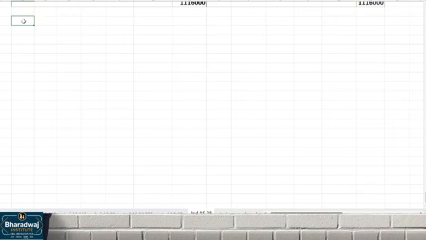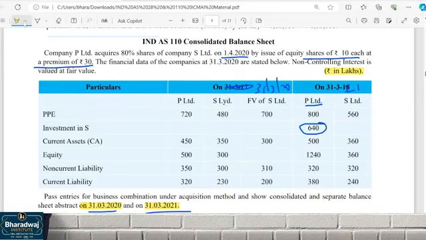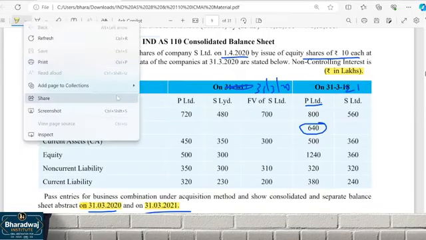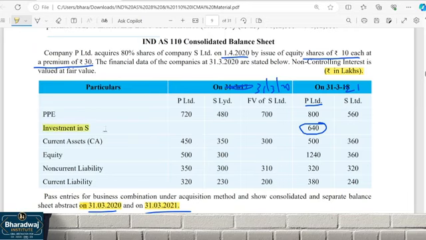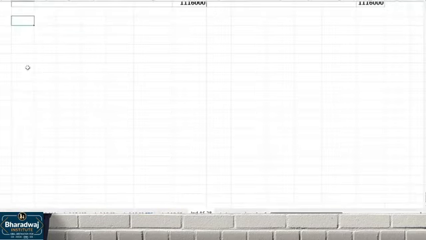What is the investment made, பாருங்க? Investment in AS. எவ்வளவு invest பண்ணிருக்கீங்க? 640. This is how much? 80%. 80%. So, what is the first one?